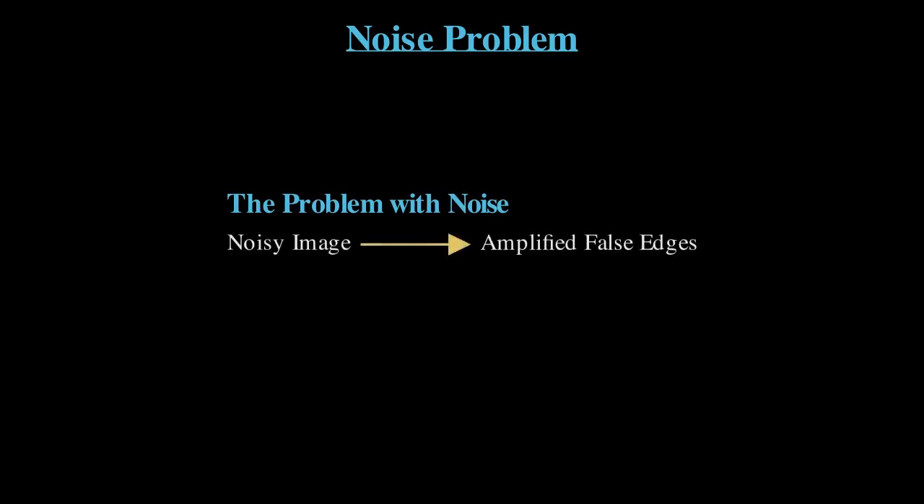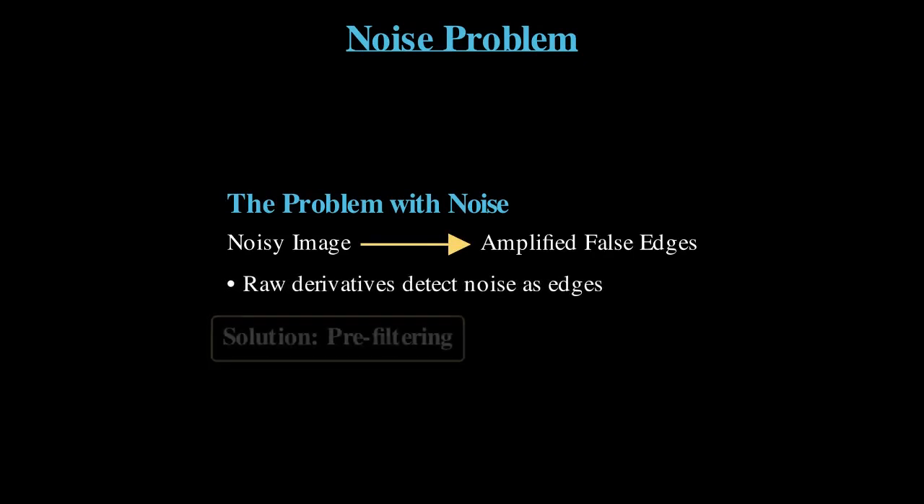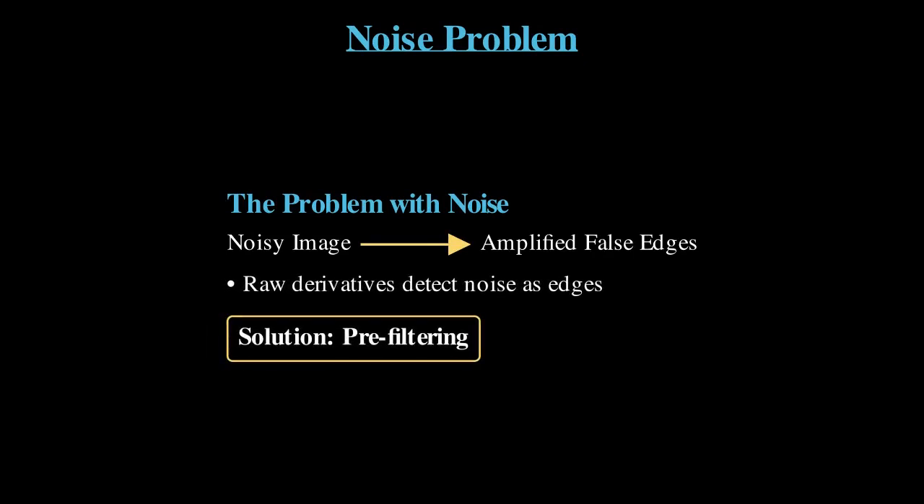But there's a major catch. Real-world images are never perfect. They contain random pixel variations called noise. If we directly take the derivative of a noisy image, the noise gets mathematically amplified, creating false edges everywhere. To fix this, we must first smooth the image using a mathematical filter before we even start looking for gradients.